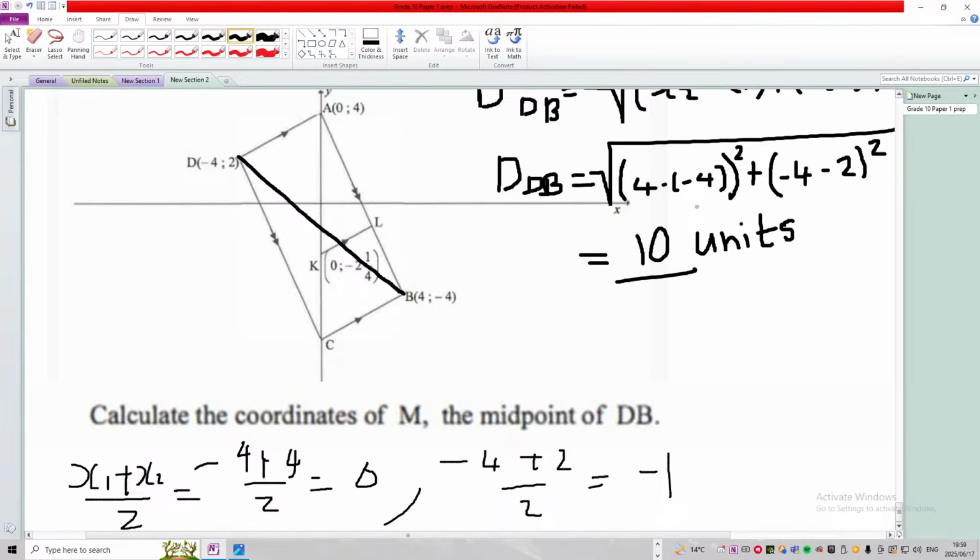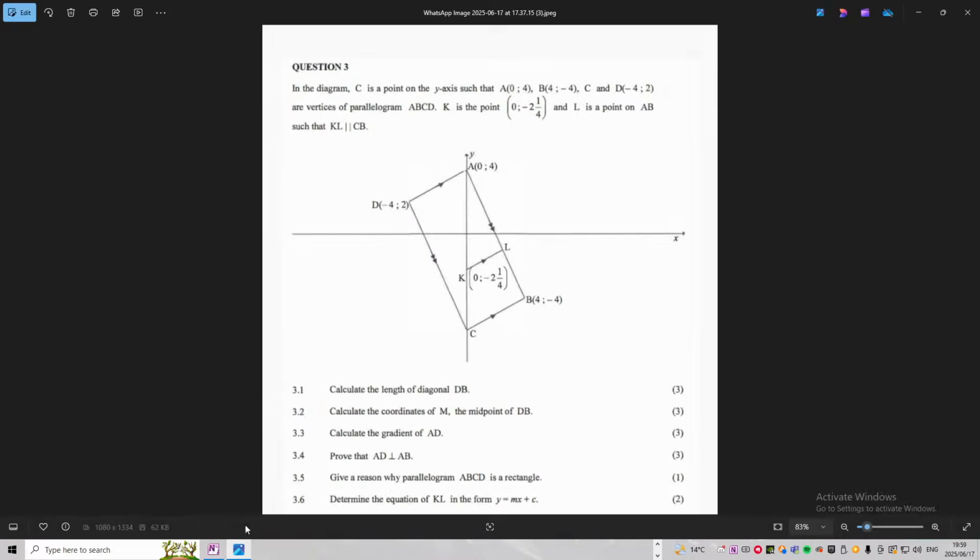Okay. So let's skip that one. Oh, we didn't skip it. Anyways, gradient of AD. I mean that too. Gradient AD, y2 minus y1 over x2 minus x1. Okay, we can skip that.